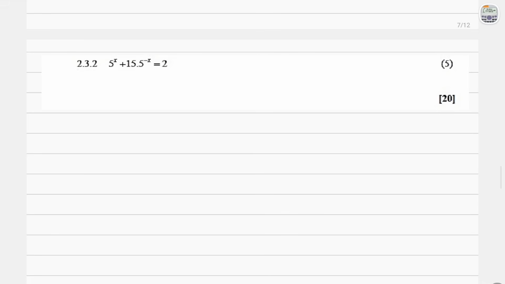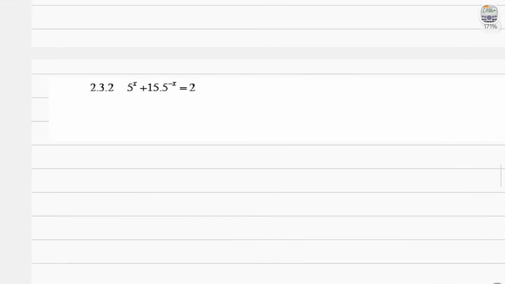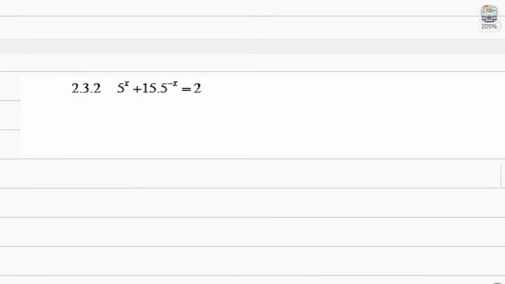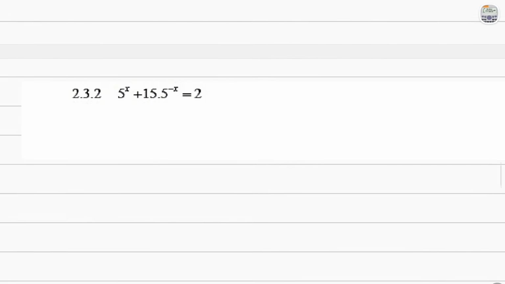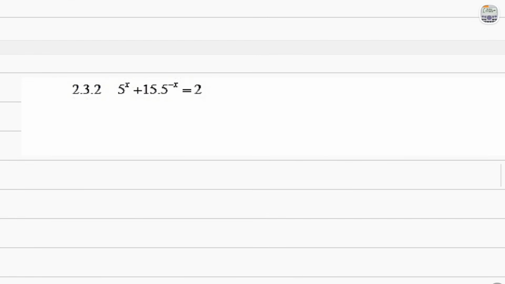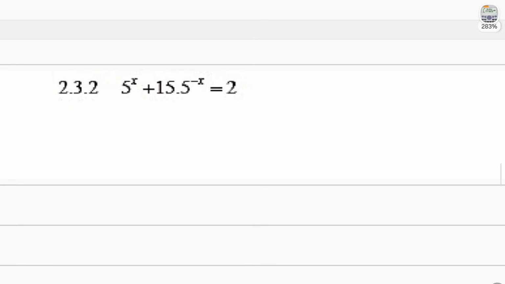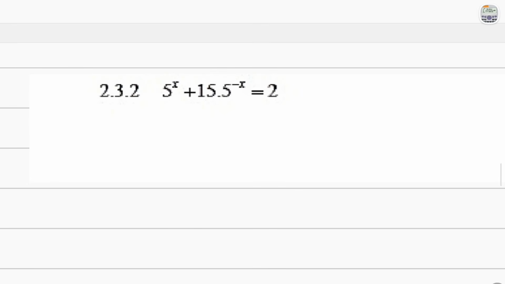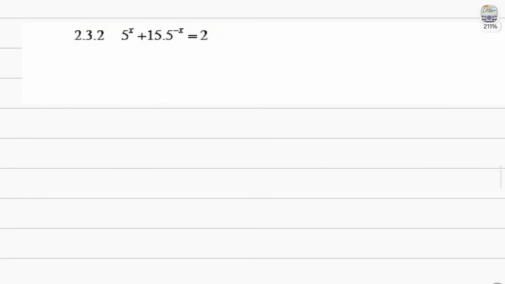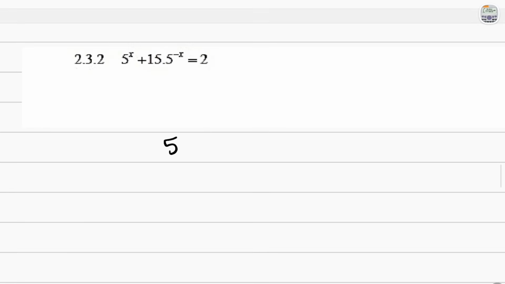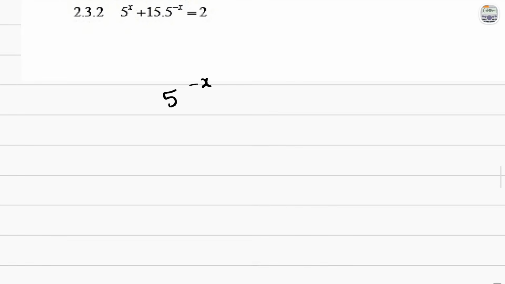Question 2.3.2 says, we need to solve for x in this exponential equation. Okay, so you see with this one, unfortunately, unlike the exponential expression that we had, we can't really see something that we can say is common. There is a common factor, but this is 5 to the power of x. This is 5 to the power of negative x. It's a little different. So if we look at 5 to the power of negative x, look at how we can rewrite this. The exponent is just negative.